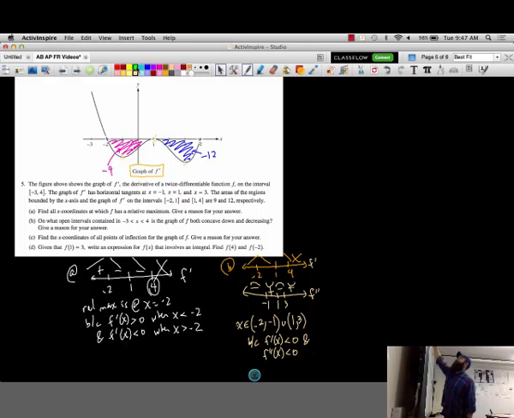So, part C. Part C says find the x-coordinates of all points of inflection for the graph of f and give a reason for your answer. Well, since we've just done the sign line for the second derivative in part B, we don't really have to do any more work. It's right there.